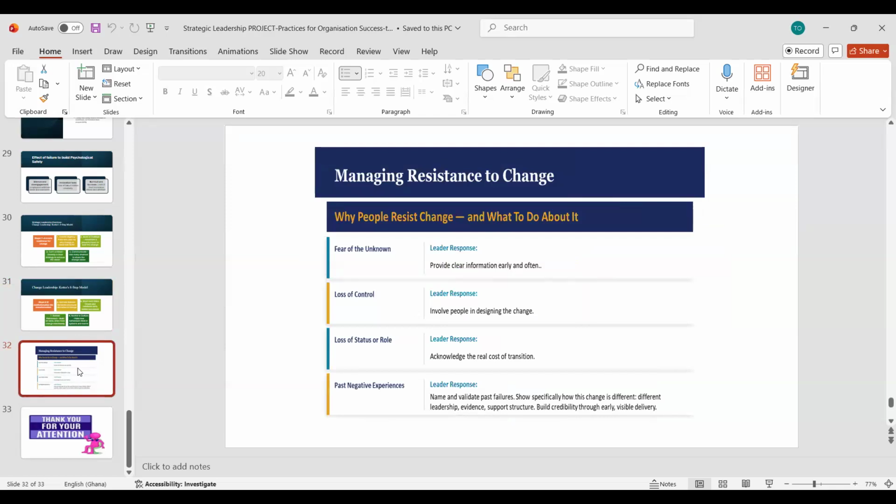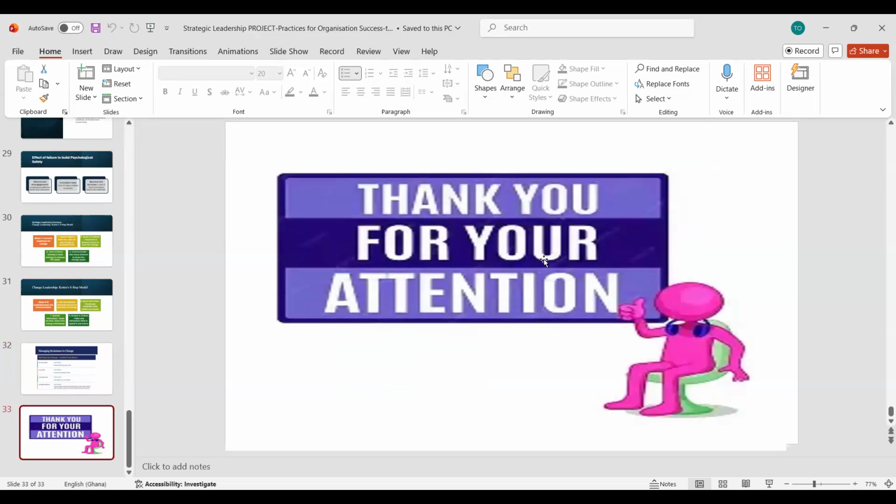Why would people resist change? We don't know what will happen. Am I likely to lose my job? Am I likely to lose the control I have? Would it change my role or my status? Or would it affect me in any other way? If these things are clarified right from the beginning, people will buy in and accept change.